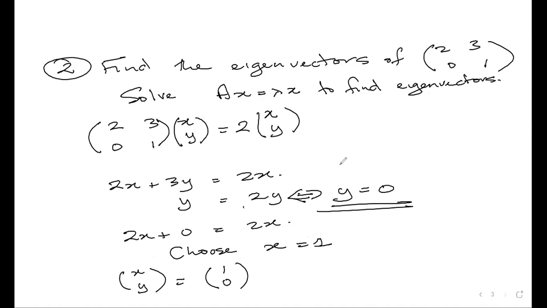And then I'm going to put in the next eigenvalue for lambda, which is 1. So I'm going to solve the next equation that says 2, 3, 0, 1, times x, y, is x, y because lambda is 1.